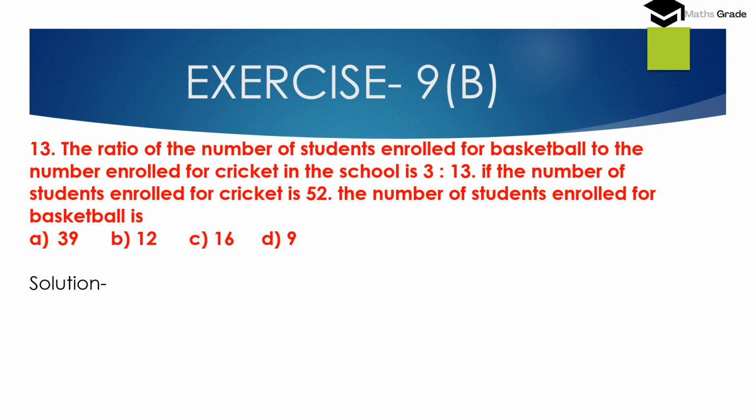Now we will solve question number 13. The ratio of number of students enrolled for basketball to the number enrolled for cricket in the school is 3:13. If the number of students enrolled for cricket is 52, find the number of students enrolled for basketball. The options are 39, 12, 16 and 9.